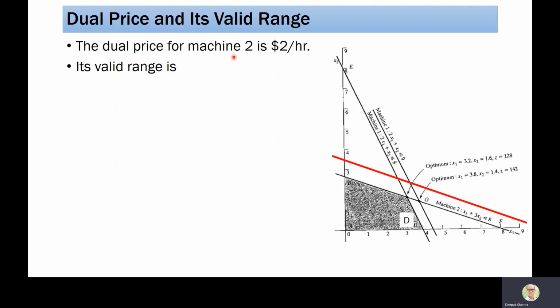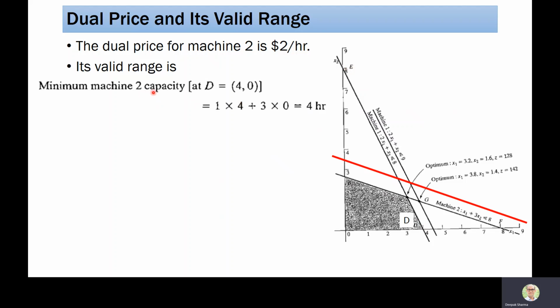I can do the same thing for constraint number 2. Now you can see constraint 2 is given here and I can vary it. So I have drawn this red line here. Can I find the range? Yes, we can find the range. We know that this red line I can move from point D to point E.